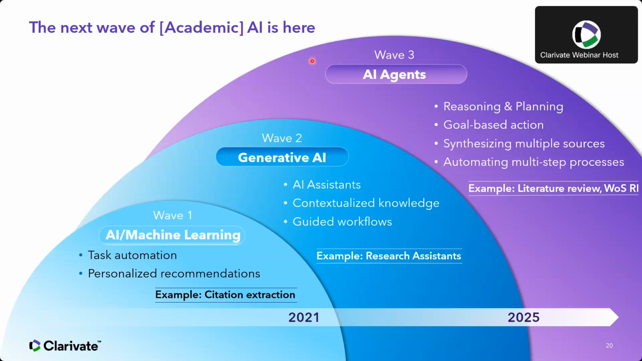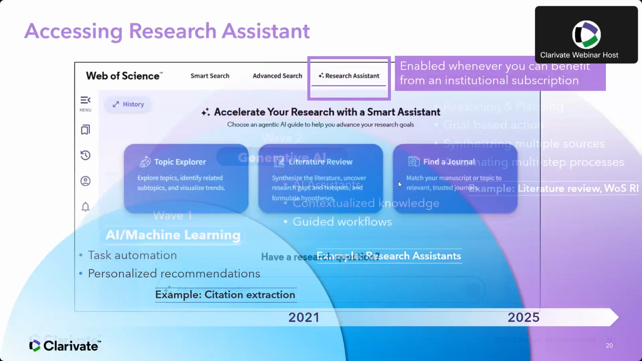The third wave that we call the AI agents. So you'll see more developments about that, planning different tasks, synthesis of different multiple sources, automating different steps or multi-step processes. And that's what we have, for example, the literature review or what we call the WOS Research Intelligence. That's a new platform. So that's the latest wave when it comes to academic AI.